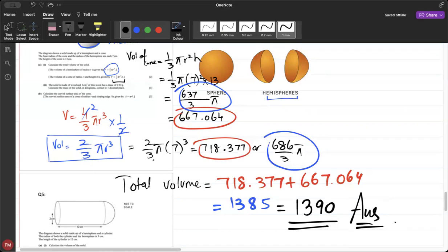I hope this kind of question makes sense. I know it's kind of tricky, but I don't think it's too hard. It's just using formulas. That's pretty much it. And they're already given.